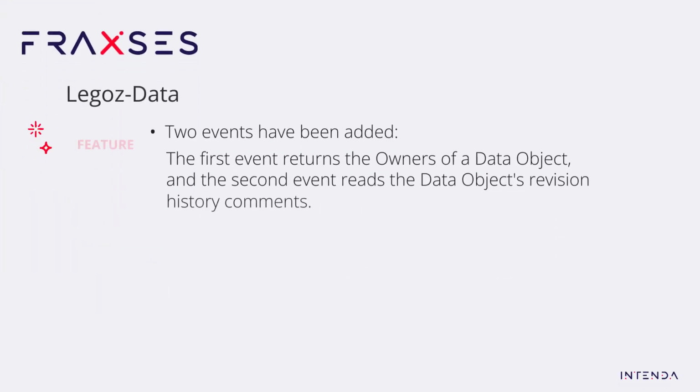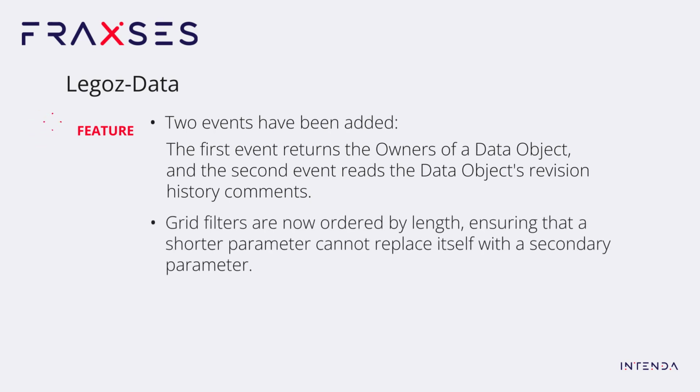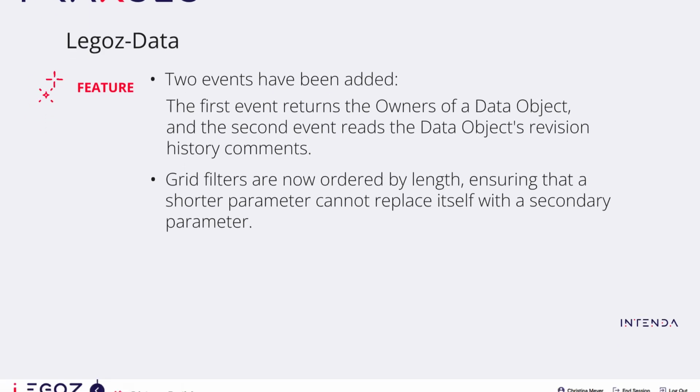Legos data. Two new events have been added. The first event returns the owners of a data object. The second event reads the comments in the data object's revision history. Grid filters are now ordered by length, ensuring that a shorter parameter cannot replace itself with a secondary parameter.